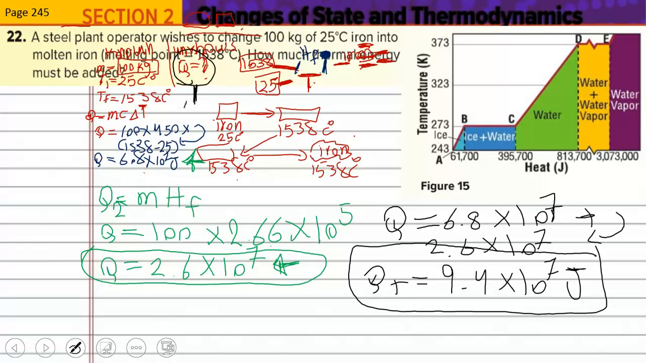Here we found it. It's so clear, and now you can do it.